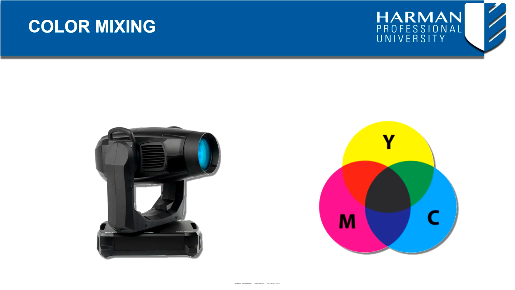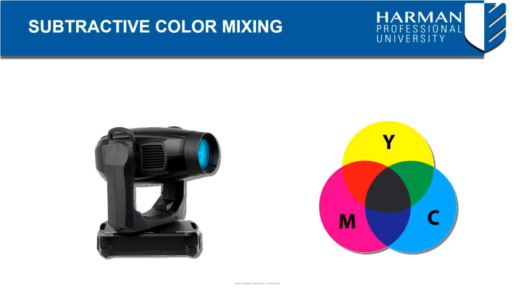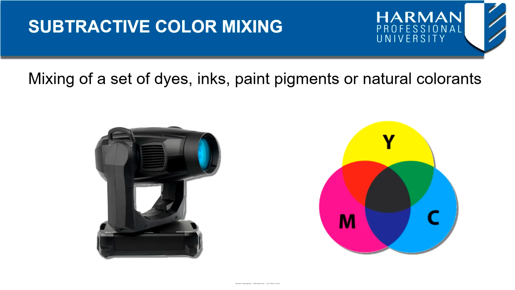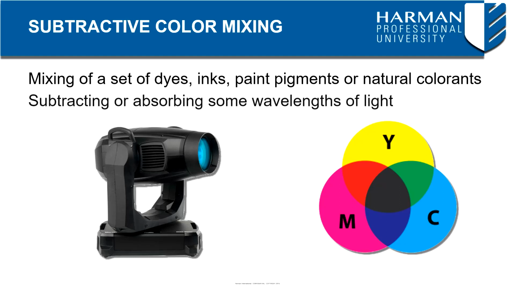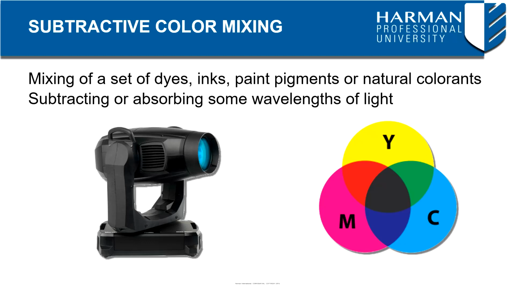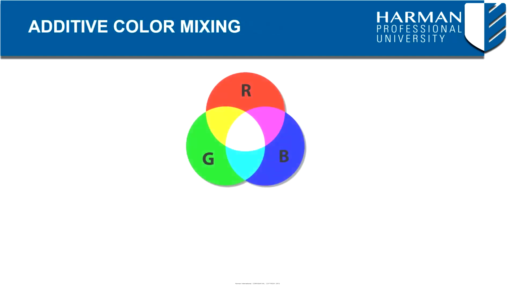There are 2 types of color mixing. The first one is subtractive color mixing. A subtractive color model explains the mixing of a limited set of dyes, inks, paints, pigments, or natural colorants to create a wider range of colors, each the result of partially or completely subtracting, or what we call absorbing, some wavelengths of light and not others. The color that a surface displays depends on which part of the visual spectrum is not absorbed and therefore remains visible.